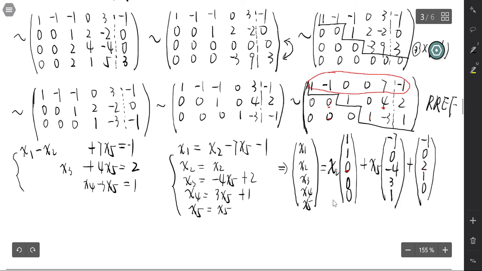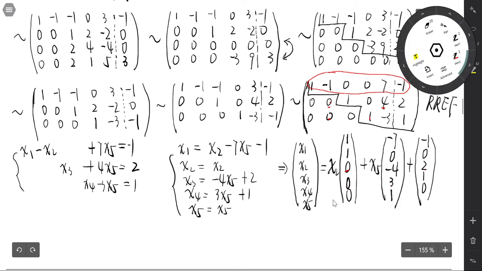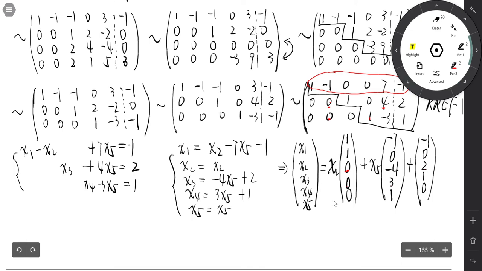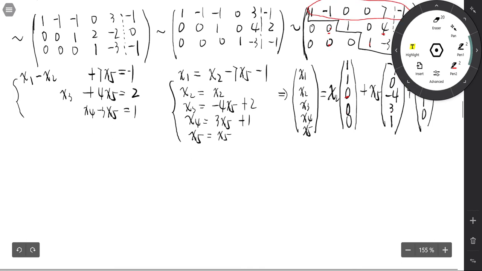That is, if we have the reduced row echelon form, we don't need to write back the linear system. We can write the solution directly. Let's see how to do it for another linear system.